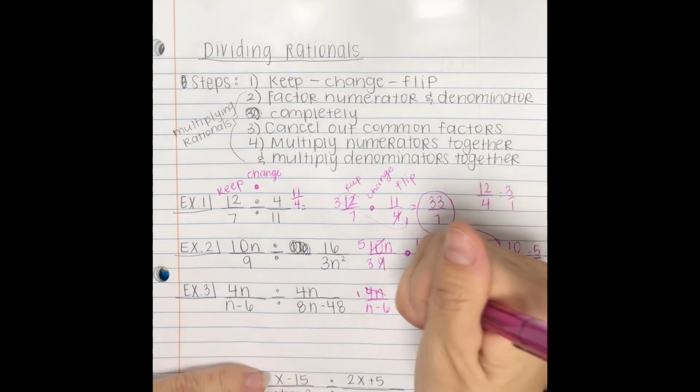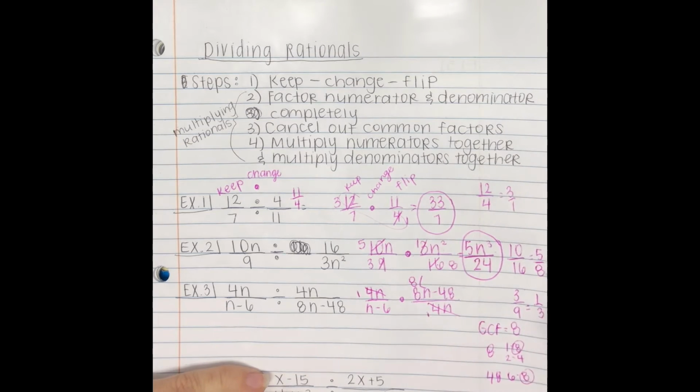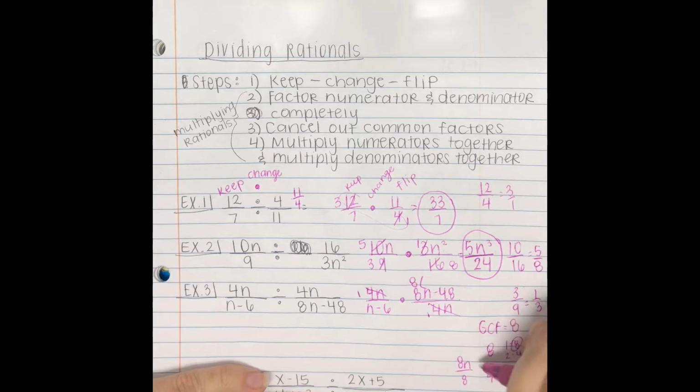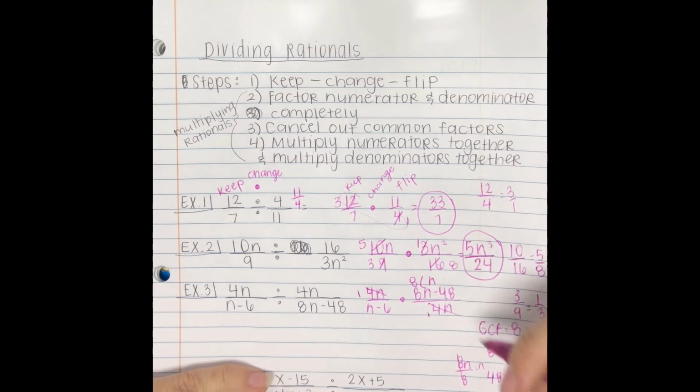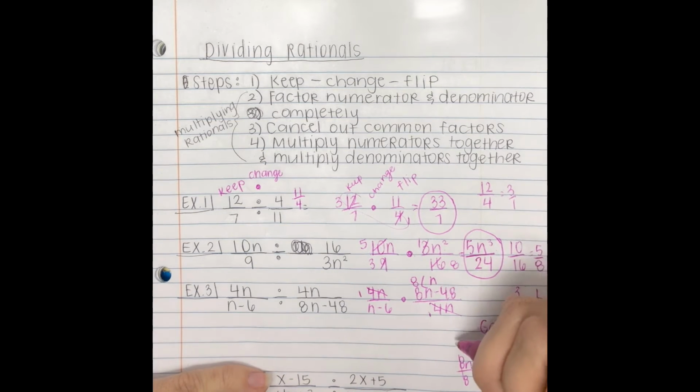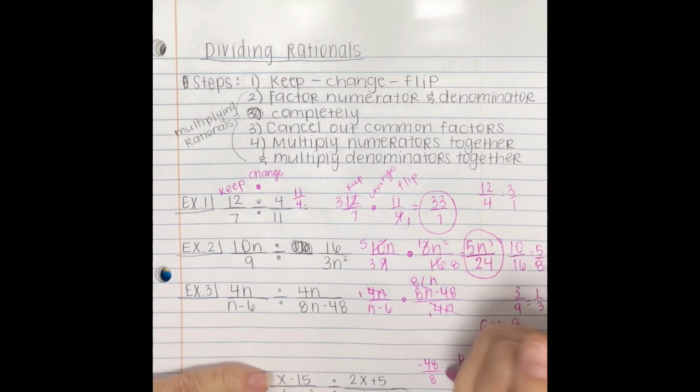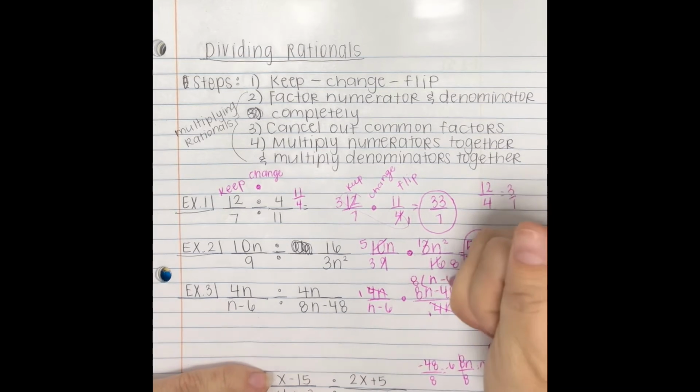So we're going to factor out an 8. So I'm going to say 8n divided by 8, which leaves me just n. And then negative 48, let's see, I'll write it over here. Negative 48 divided by my GCF of 8 gives me negative 6.